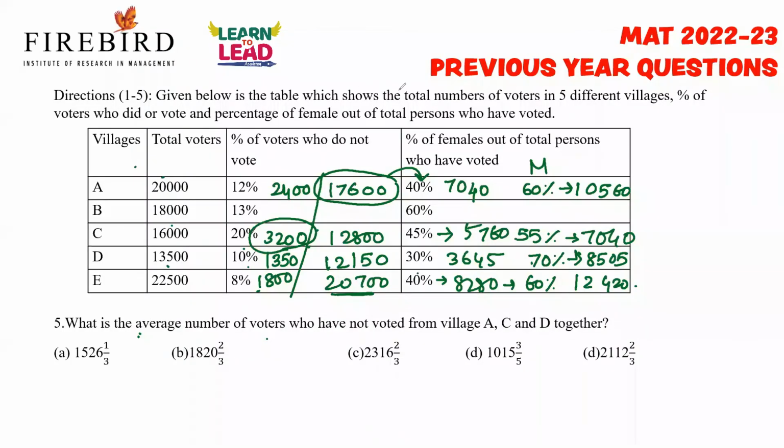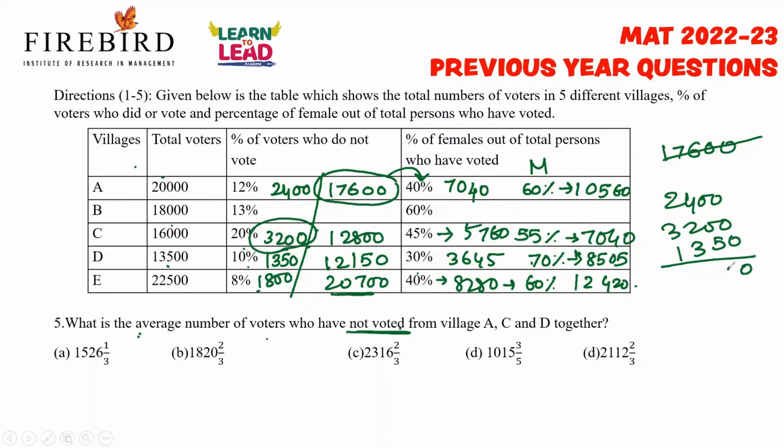Now, last question. What is the average number of voters who have not voted from village A, C, and D together? Whether it is who have voted or who have not voted, you have to listen carefully. Who have not voted: it is 2,400 in village A, 3,200 in village C and 1,350 in village D. So add all the values, you will get 6,950.